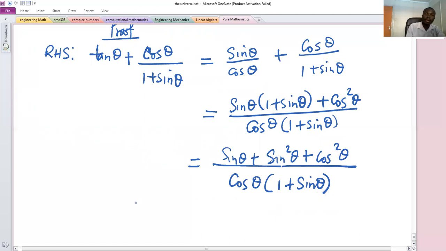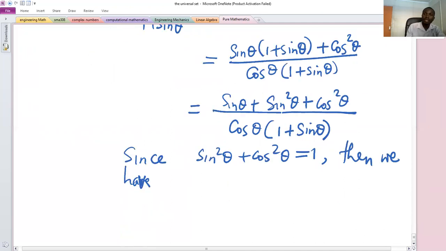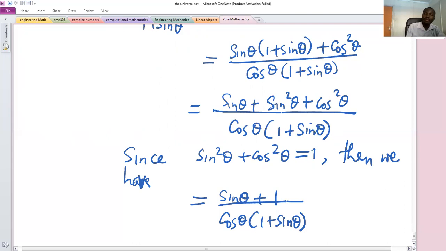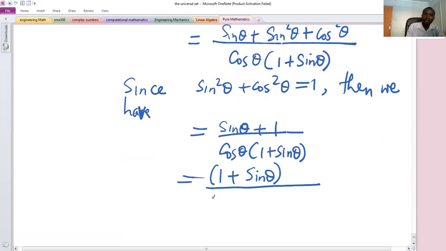And then since sine squared theta plus cosine squared theta is 1, then we have, so this part here, sine squared theta plus cos squared theta is 1. So we'll have sine theta just plus 1. This part is 1 over cos theta into 1 plus sine theta. And this same fraction can be written as 1 plus sine theta. Remember, addition is commutative. And then cos theta into 1 plus sine theta.